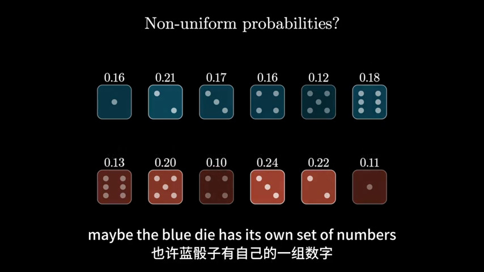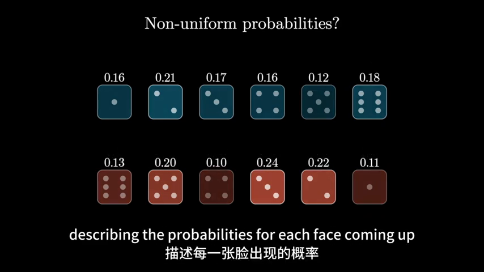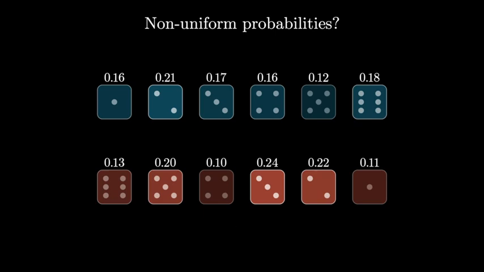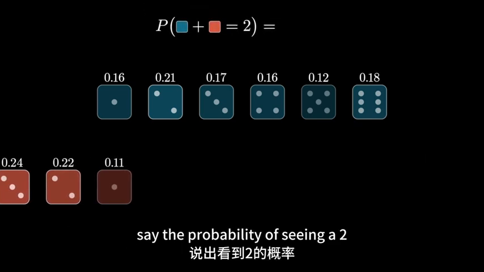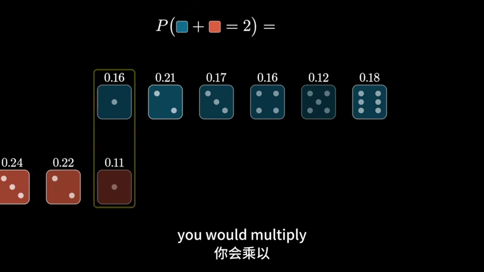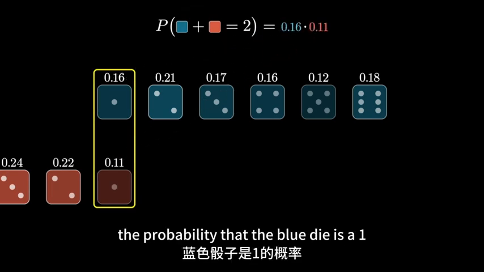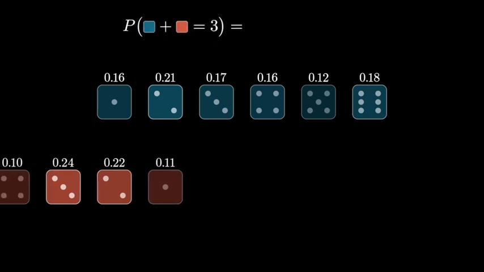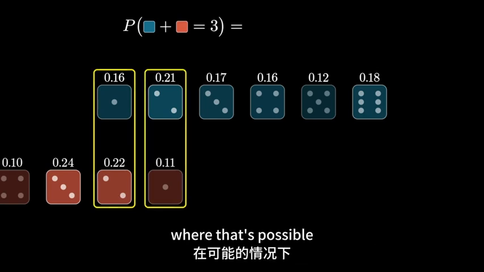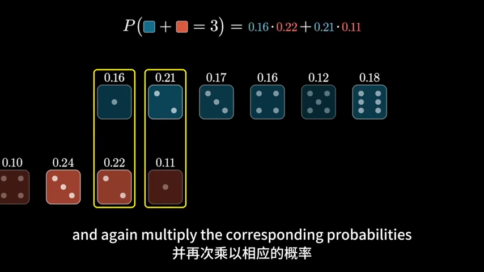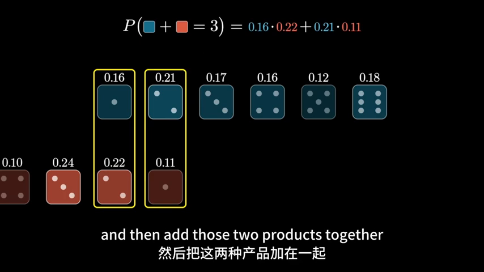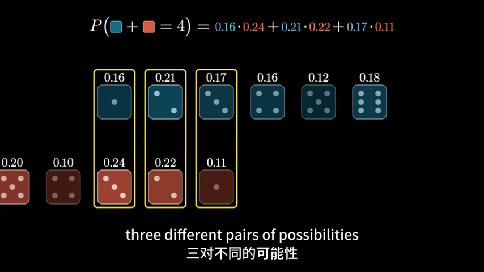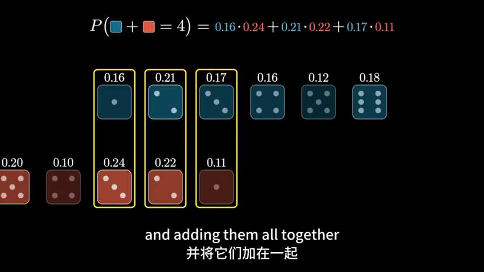Maybe the blue die has its own set of numbers describing the probabilities for each face coming up, and the red die has its own unique, distinct set of numbers. In that case, if you wanted to figure out, say, the probability of seeing a 2, you would multiply the probability that the blue die is a 1 times the probability that the red die is a 1. And for the chances of seeing a 3, you look at the 2 distinct pairs where that's possible, and again, multiply the corresponding probabilities, and then add those 2 products together. Similarly, the chances of seeing a 4 involves multiplying together 3 different pairs of possibilities and adding them all together.